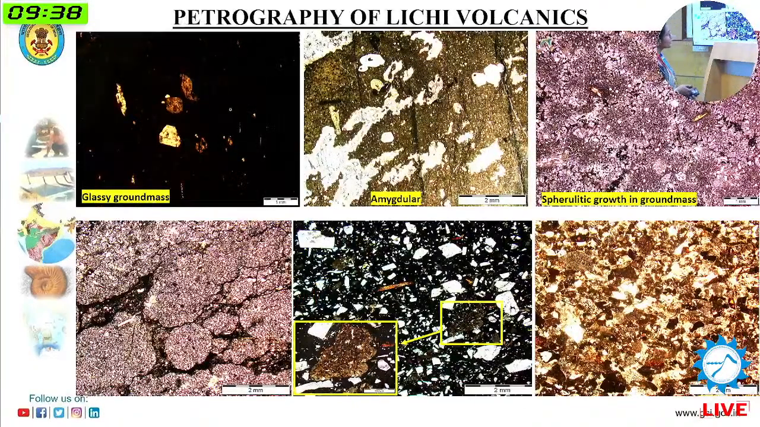Coming to the petrography, it is very interesting actually. Some of the answers in the petrography I have not found till now. This is the glassy groundmass with the phenocryst of feldspar. Some skeletal feldspar are also there, and these are interconnected amygdaloids with phenocryst.